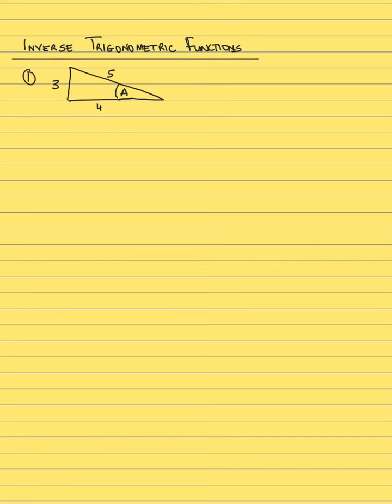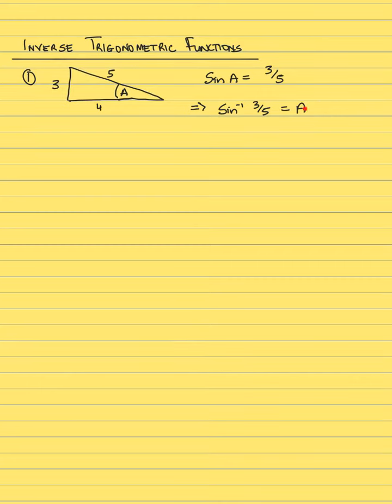Now we'll look at inverse trigonometric functions. We start off by looking at this right-angled triangle, and we might say that the sine of A is equal to the opposite over the hypotenuse, 3 over 5. Now we've met the inverse sine function before, and we can just say that inverse sine 3 over 5 is equal to A.